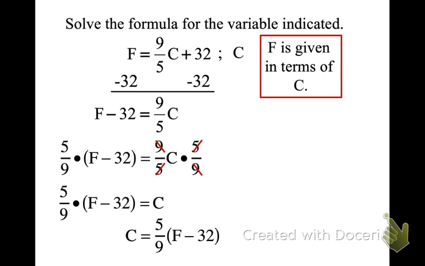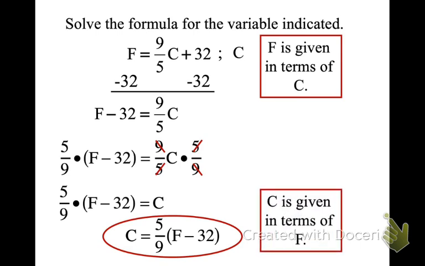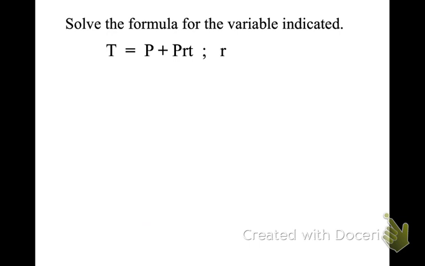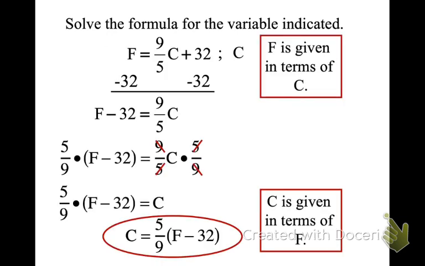And we're done. Just get what you're solving for alone. Okay, get the C alone and stop, because when you distribute that 5/9 to the 32, you may have an error. So we're okay as long as we get it all alone. All right, next one.